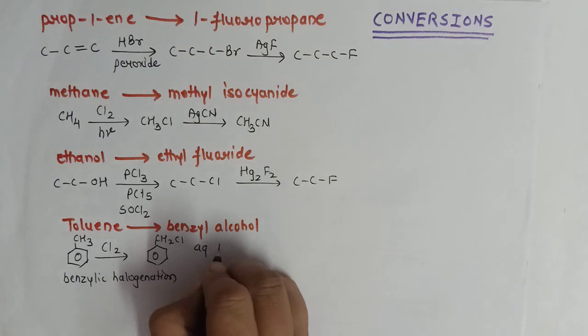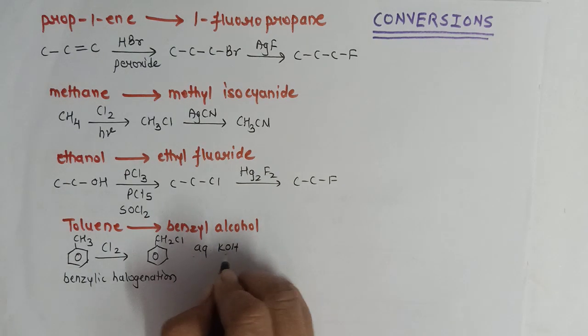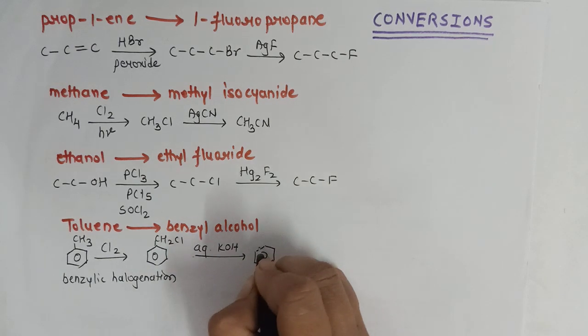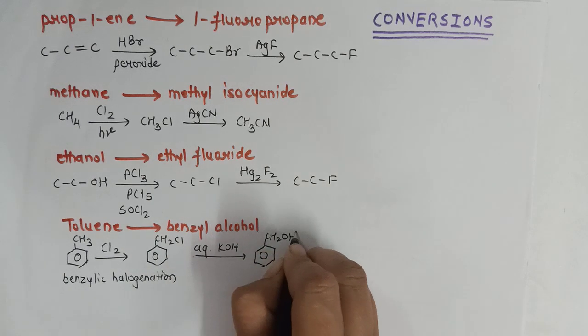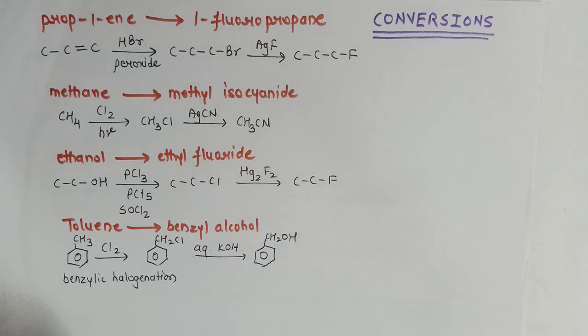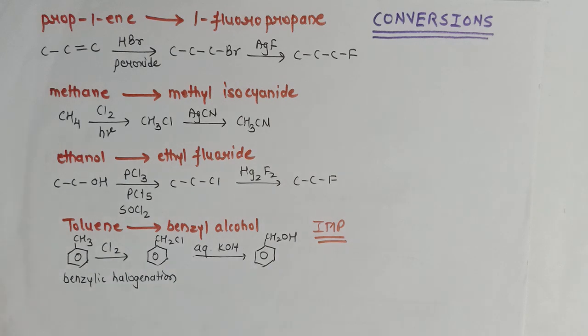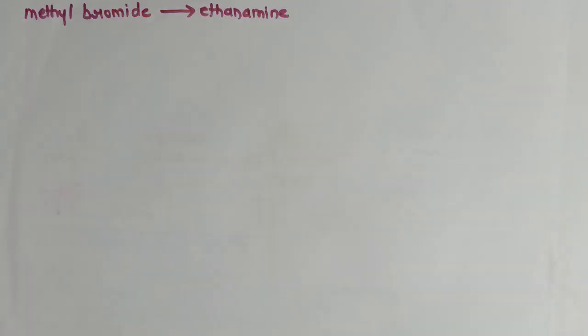Now by using aqueous KOH, the chlorine will be substituted by OH and we'll get benzyl alcohol. This is one of the important conversions. So let us move on to the next one.